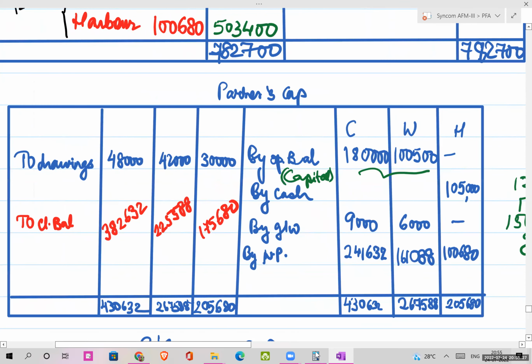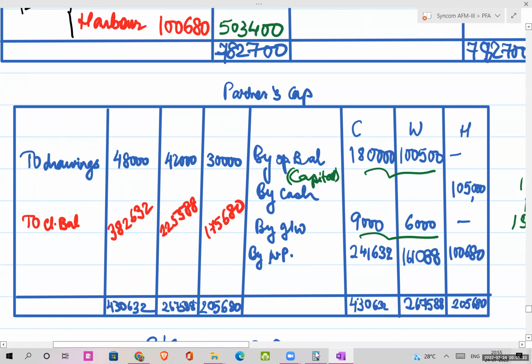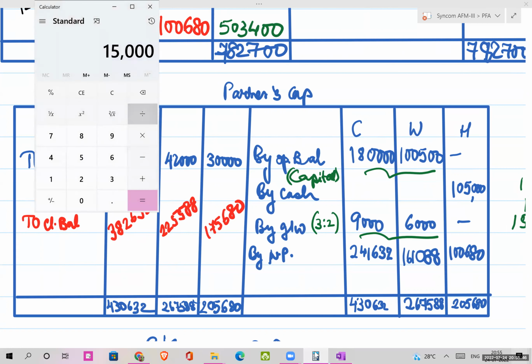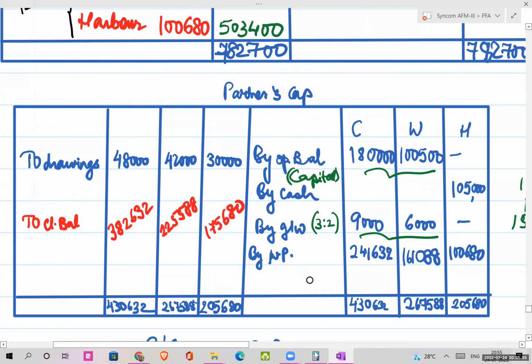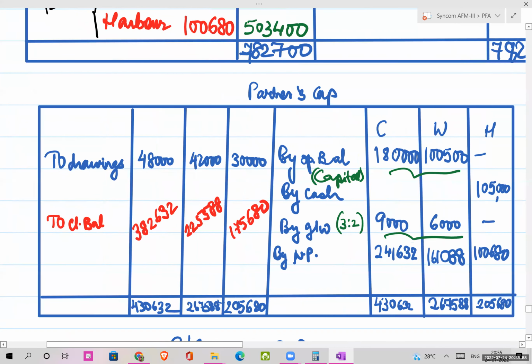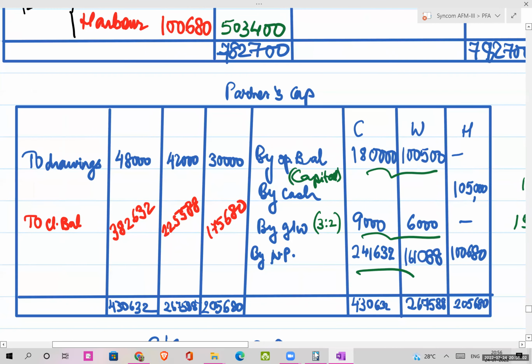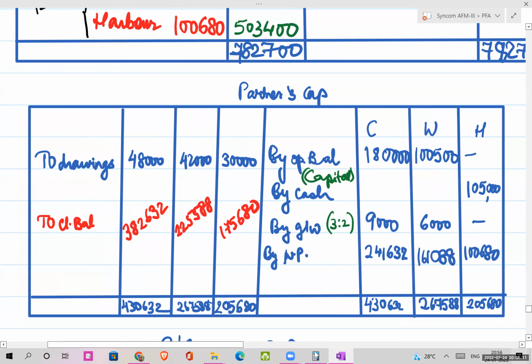So the entry for the 15,000 goodwill: it will be goodwill account debit to the partners. In which ratio? 3:2. So 9 and 6. Then the net profit we calculated, then drawings' one effect, capital debit. Close the ledger.